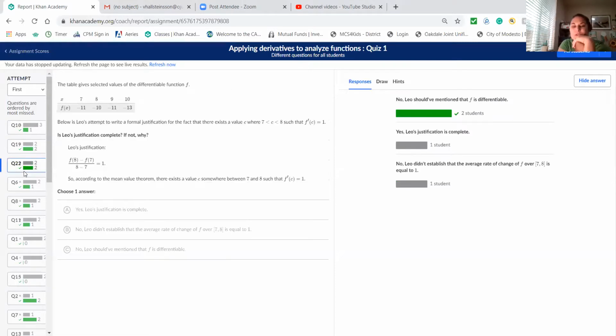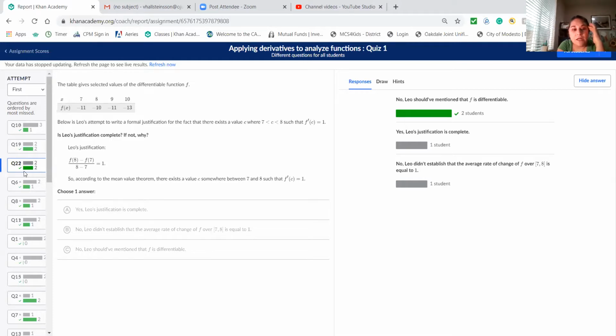Now, when you get to the third question that was commonly missed, it takes you through a given information. You have table values. Leo's trying to do a formal justification. So in order to formally apply a theorem, there's an if and a then to a theorem, and the then part's only true if the if part's true. So in order to use this theorem, you have to make sure that you have a function that's continuous on a closed interval and differentiable on the open. And so what you see Leo doing is finding the average rate of change. The average rate of change is 1.